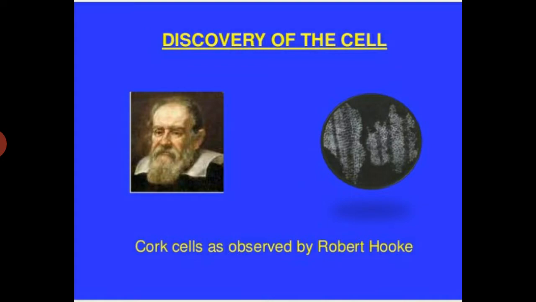So, today we start our new topic, the discovery of the cell. Many scientists discovered and studied the cell. One scientist's name is Robert Hooke. Robert Hooke observed the cork cell. You can see in this picture the cork.